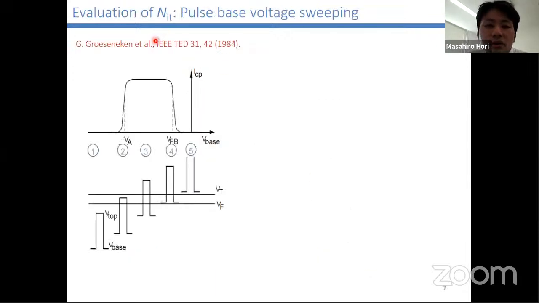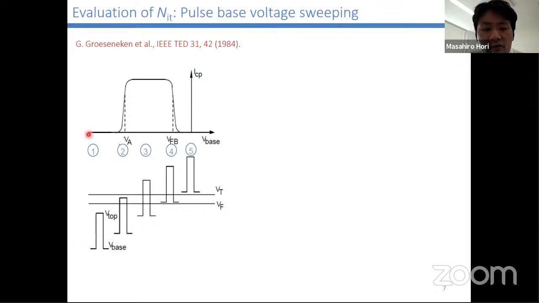Here, I will introduce how to evaluate the defect density. Especially, I will introduce the pulse-based voltage sweeping method according to this literature. This figure shows the typical charge pumping characteristics: the charge pumping current as a function of base voltage. Here, the base voltage is the bottom of the pulse, as shown in this figure.